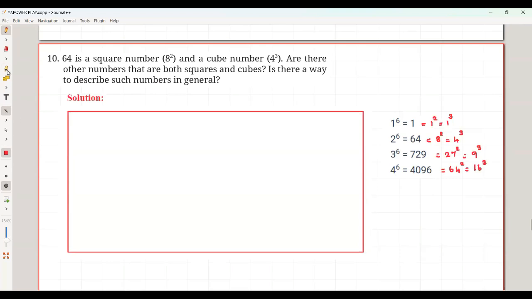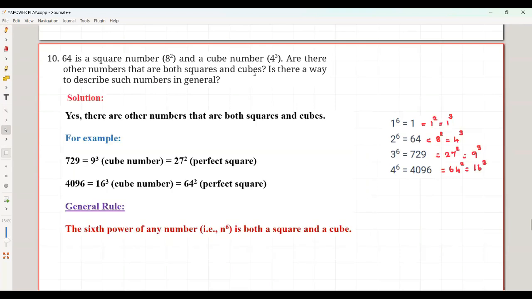So what conclusion are you coming up with? The answer is yes. There are other numbers that are both squares and cubes. For example, 729 is 9 cube and 27 square. 4096 can be written as 16 cube as well as 64 square.